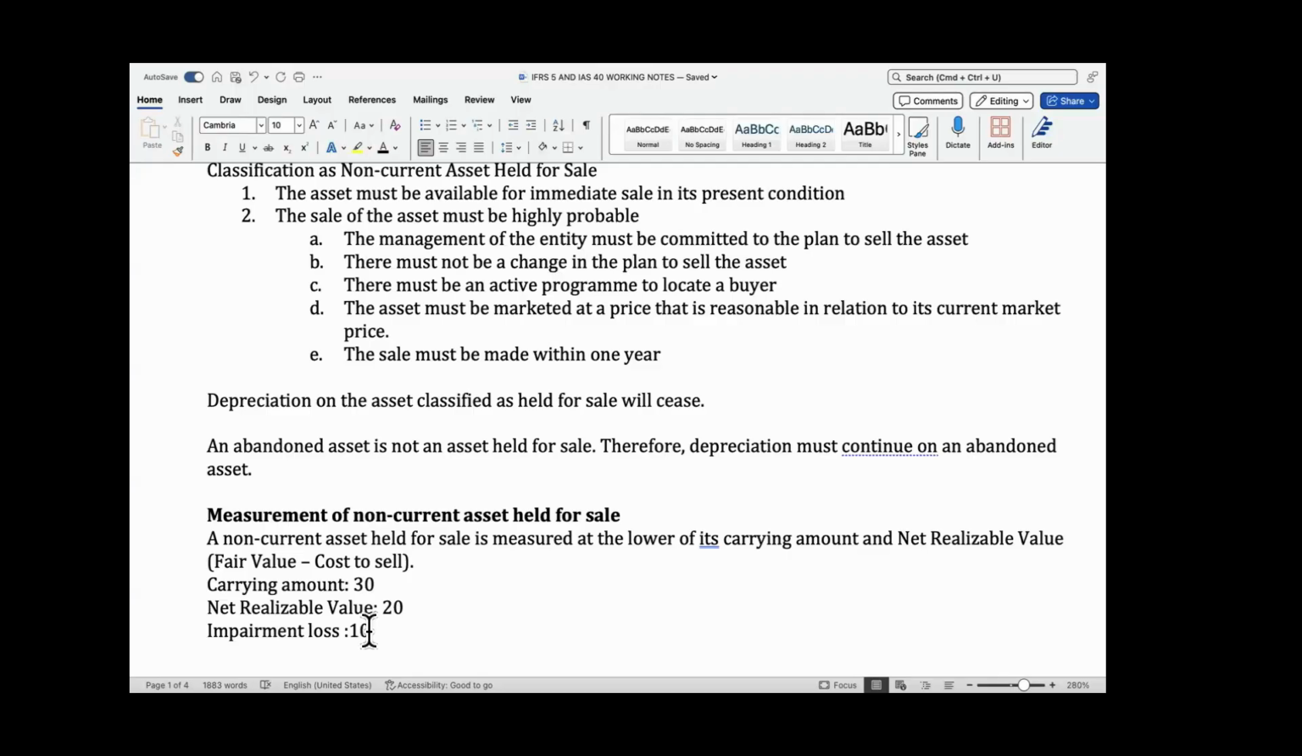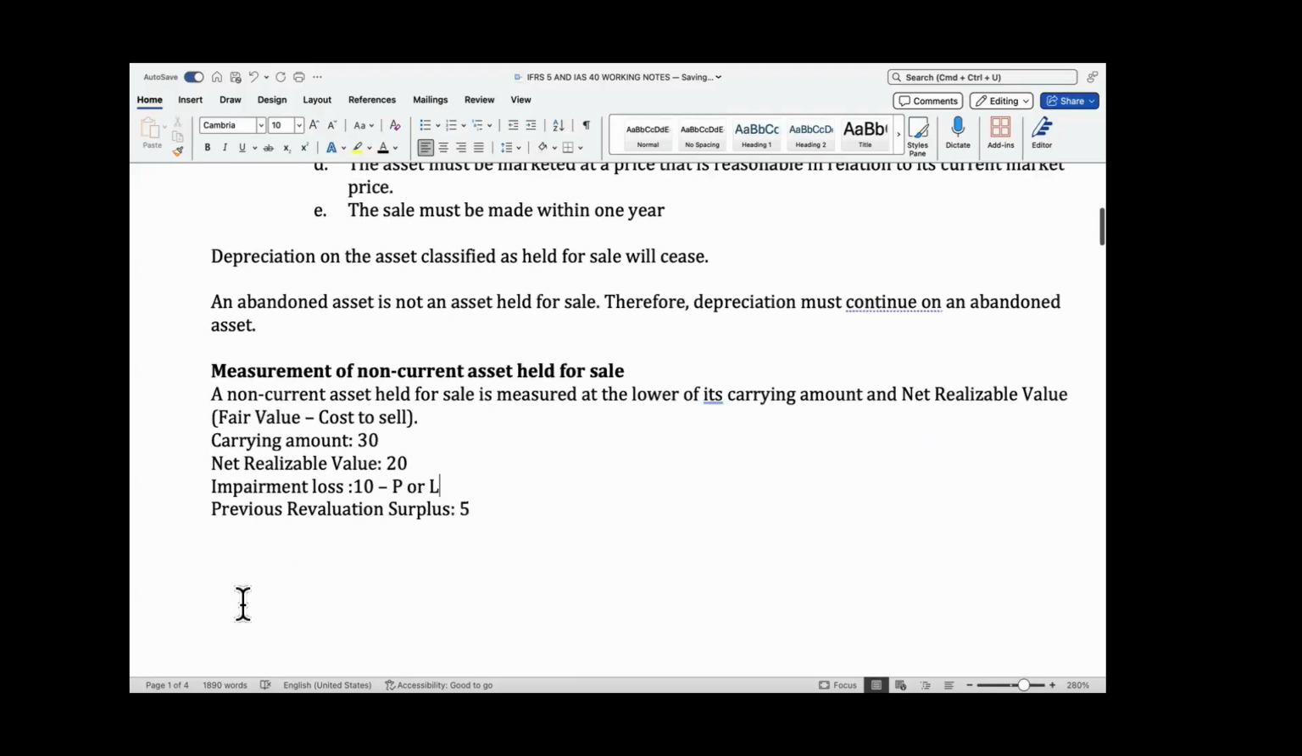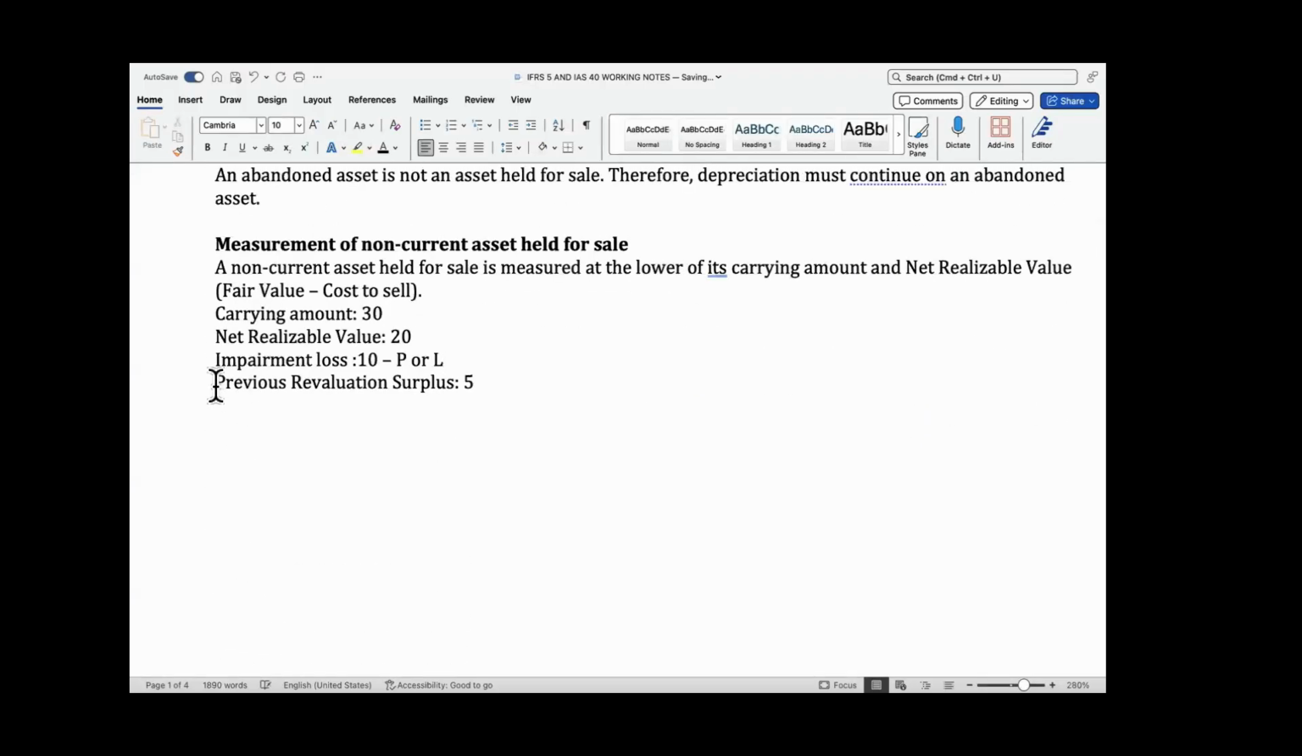Remember again, if on this same asset there was a previous revaluation surplus, especially if this same asset is measured using the revaluation model. Let's say there was a previous revaluation surplus of 5. You know that ordinarily, when you have impairment loss, you recognize it as an expense to P&L. But if there is a previous revaluation surplus on the same asset, then you cannot entirely transfer this 10 to P&L.